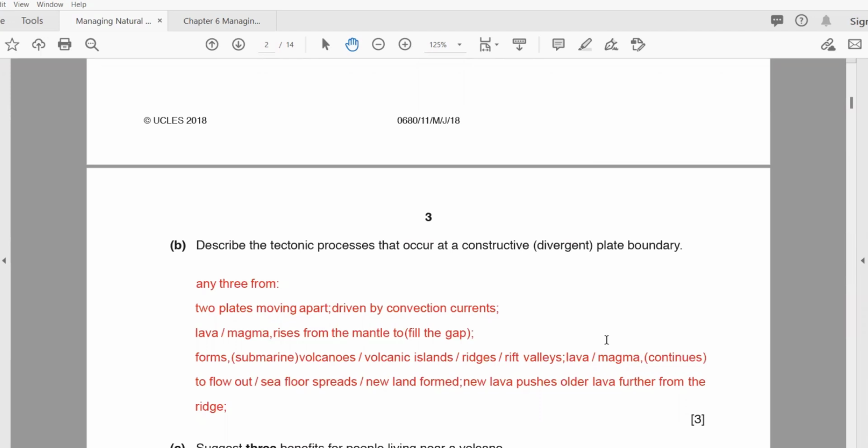Okay. Suggest three benefits for people living near a volcano. Yes, what can be the benefits?